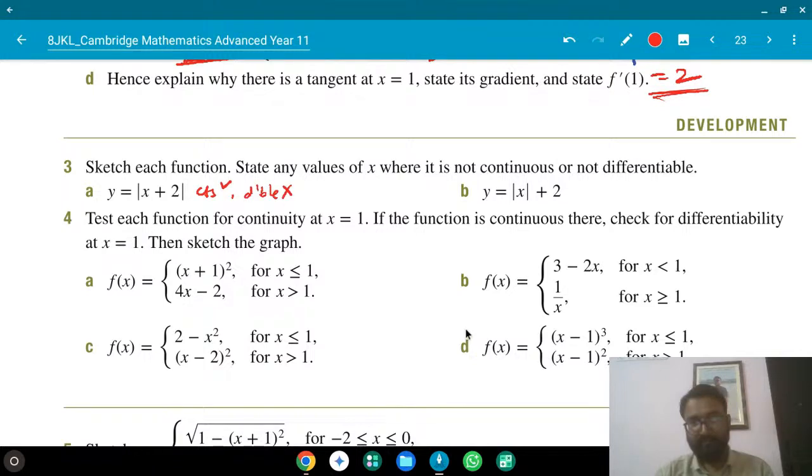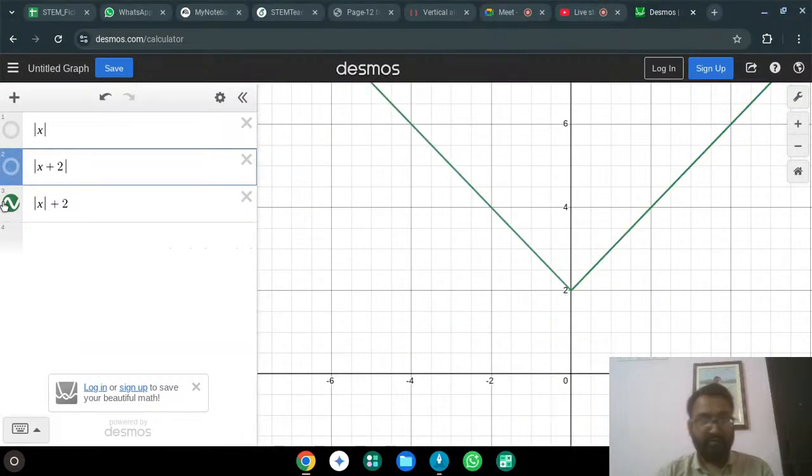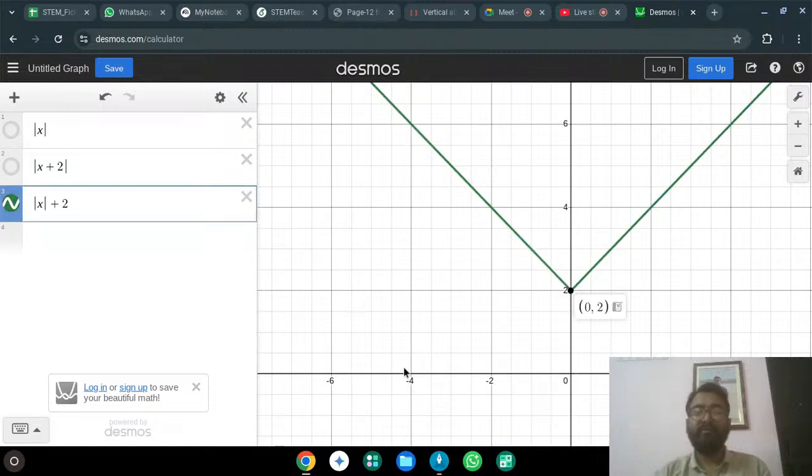Similarly, you can check mod x plus 2. Please comment where its differentiability is a problem. X equals 0. See, generally we have to give the point of the domain only. So it is x equals to 0. Don't get confused because the 2 is appearing there, so it is not x equals to 2, because that is a domain.